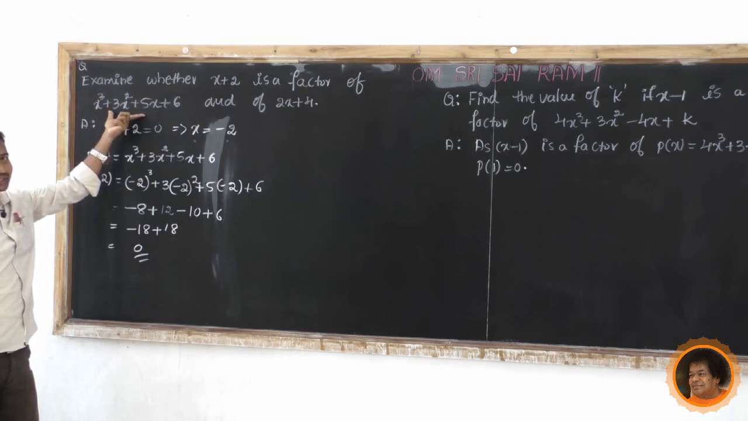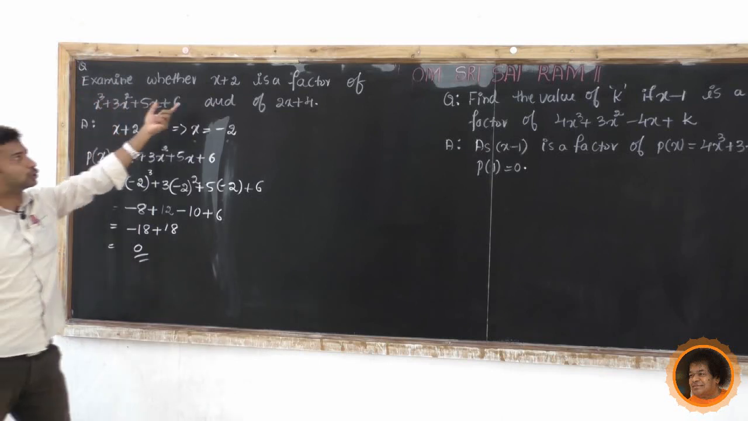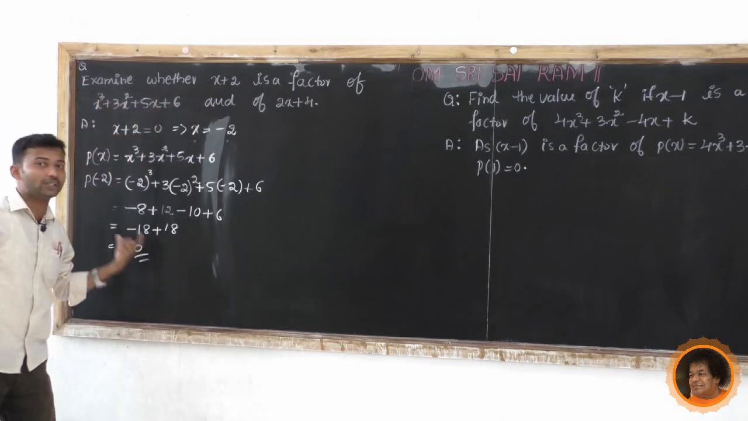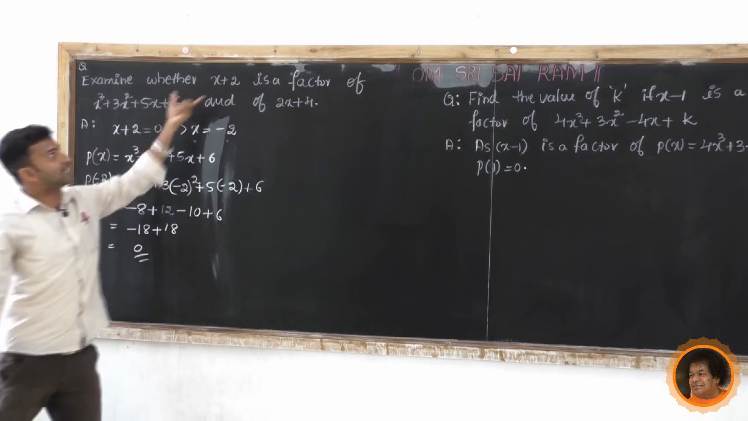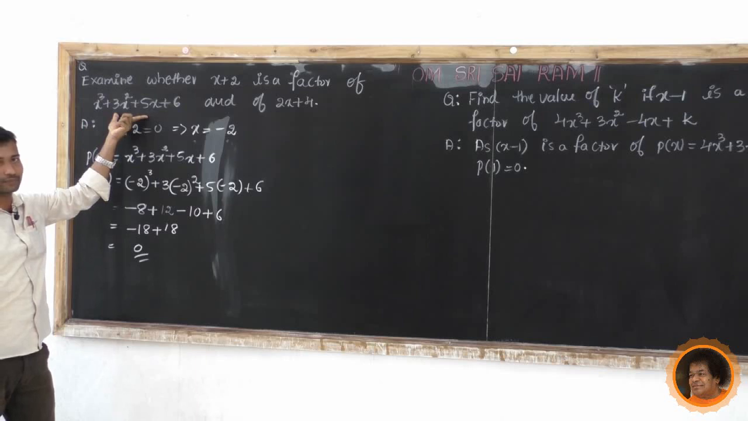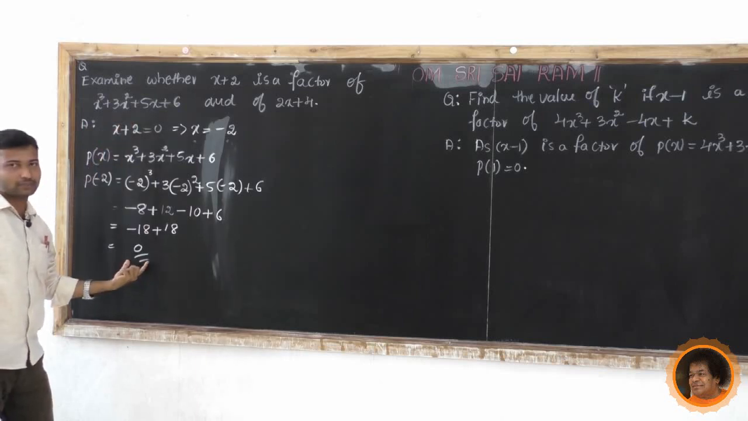Why? This theorem says that if the remainder is 0, or p of a is equal to 0, the divisor is a factor of the polynomial. So the first problem is completed.